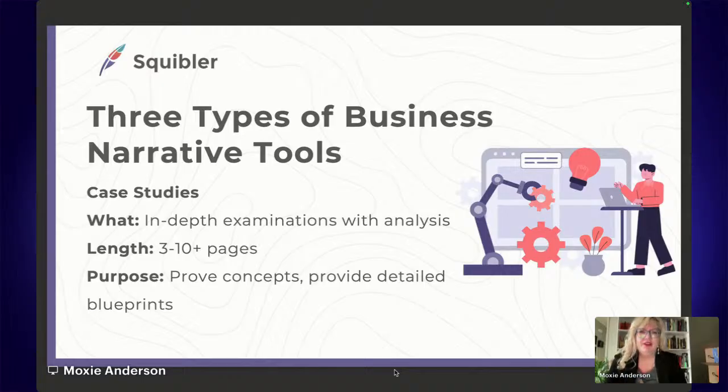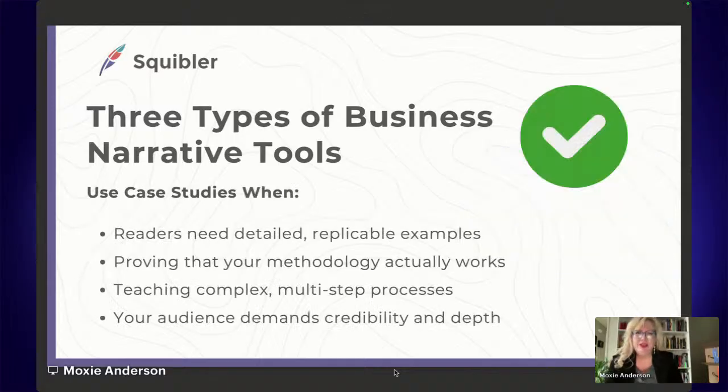Another example of a narrative tool is case studies. These are in-depth examinations with analysis, and they're a little bit longer than your anecdotes. They can be anywhere from 3 to 10 pages. And these are usually used to prove your concepts. They provide detailed blueprints for the discussion you're having in a chapter. You'll want to use the case studies when your readers need detailed, replicable examples.